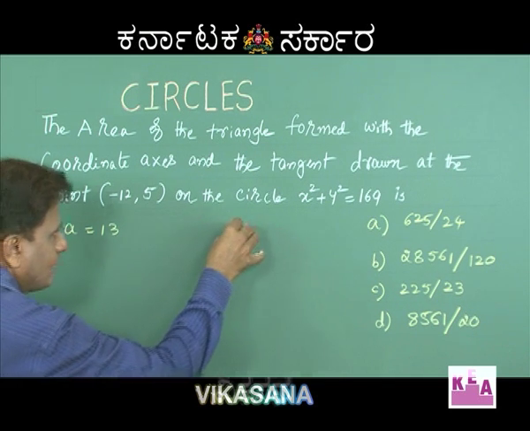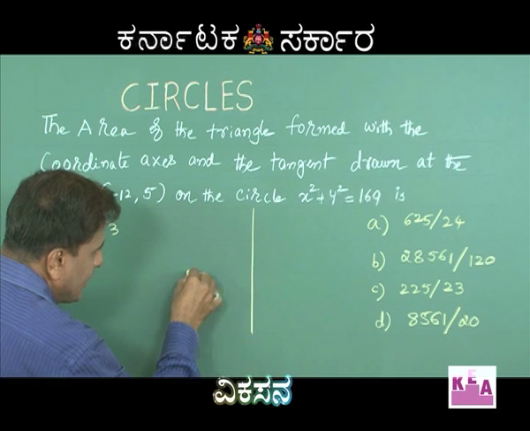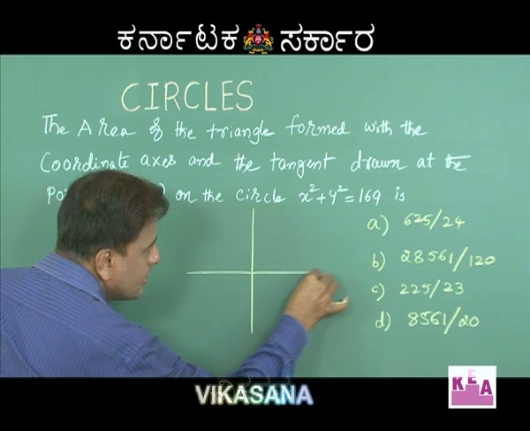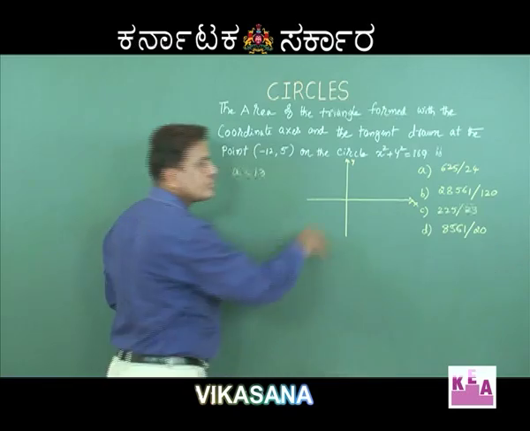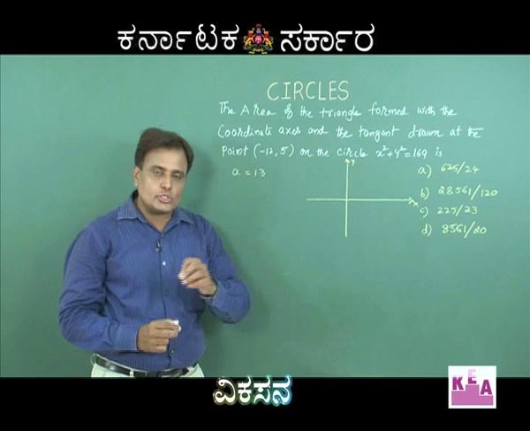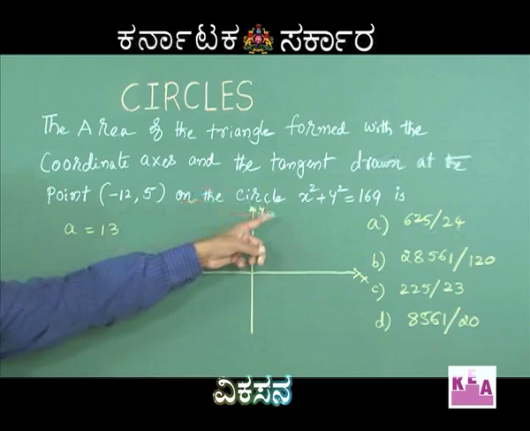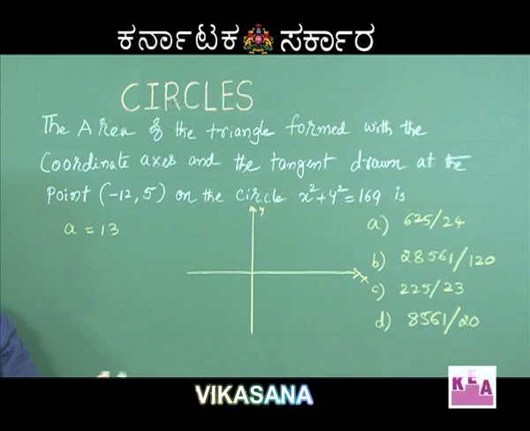So if you draw the diagram, say this is the x axis and y axis. I am going to draw this small, simple diagram here. Here, dear students, observe this. The given circle is in the form of x square plus y square is equal to a square. That means its center is at origin and radius is equal to 13, that is a is equal to 13.